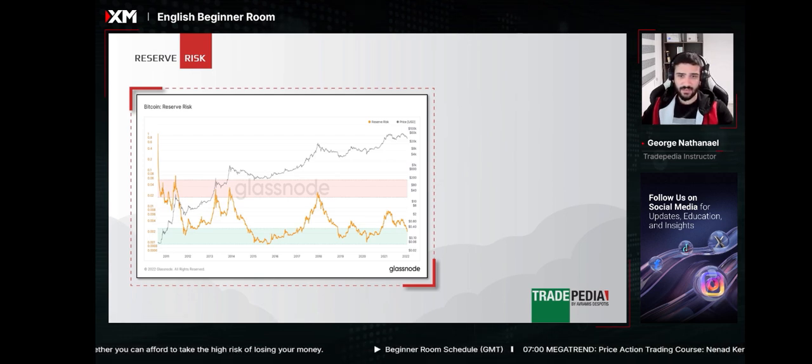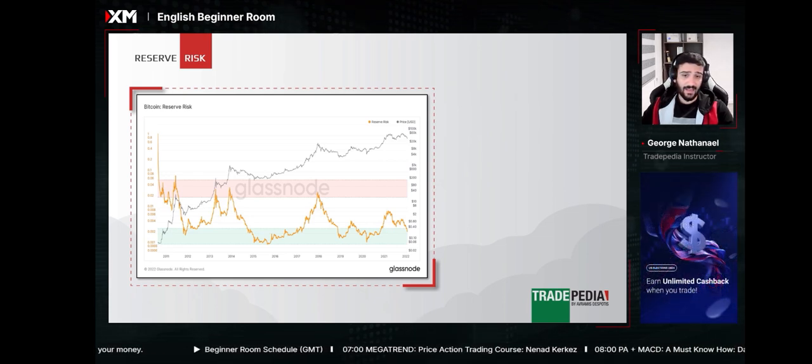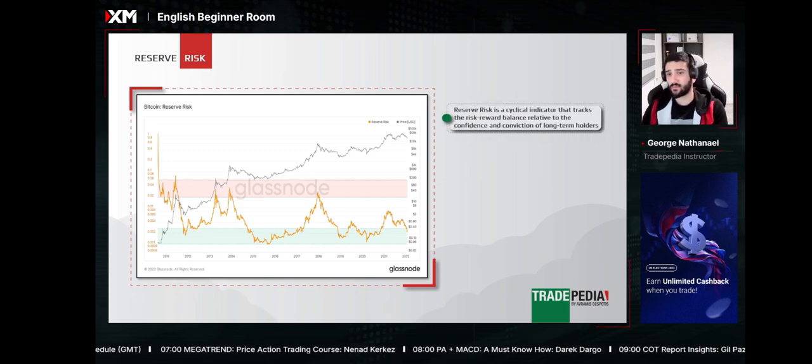So, reserve risk as our first example. This is a cyclical indicator that tracks the risk to reward balance relative to the confidence and conviction of the long-term holders. Now, it provides a long-term cyclical oscillator that models the ratio between the current price that is incented to sell and the confidence or conviction of the long-term investors.